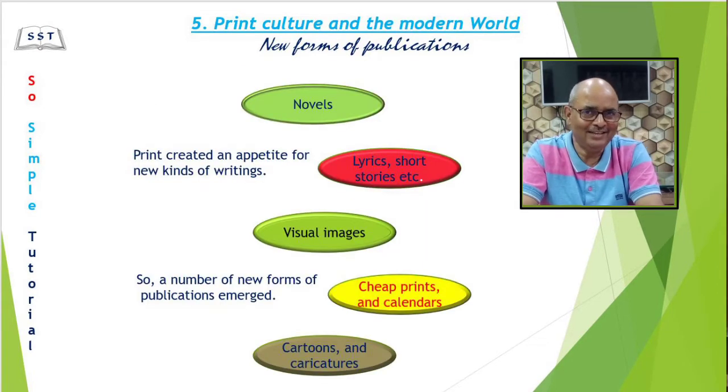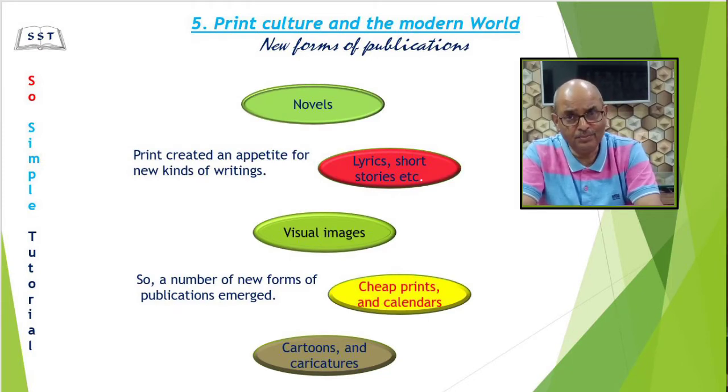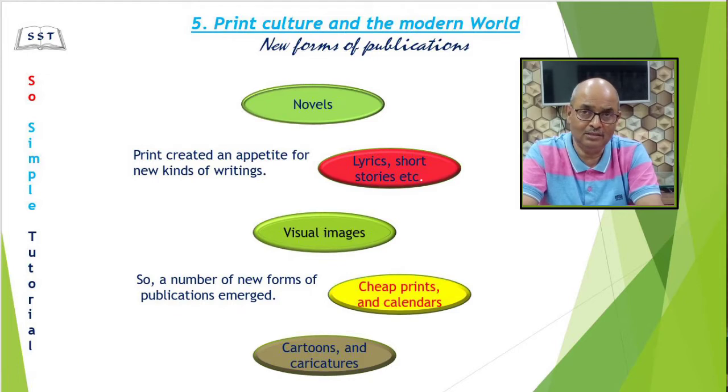Then came calendars. Cheap prints and calendars were also printed and made available in the markets. These were bought by the poor people to decorate the walls of their homes. In the Age of Industrialization chapter, do you remember we had read that in the late 19th century, manufacturers were printing calendars to popularize their products. In these calendars also, figures of gods were used.